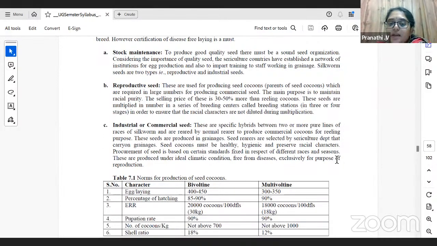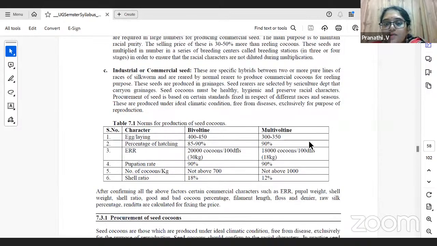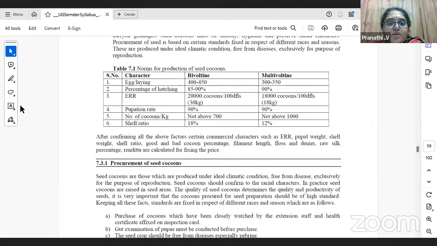Now, seed cocoons should be healthy, hygienic, and preserve the local racial characters. Also, the procurement of the seeds is going to be on certain standards that have been already fixed by the government, and they include the different races and the different seasons. So ideal climatic condition, they should be free from diseases and exclusively have the purpose of reproduction. So what are the different kinds of norms for seed cocoons?